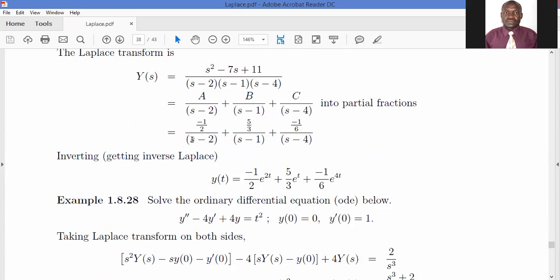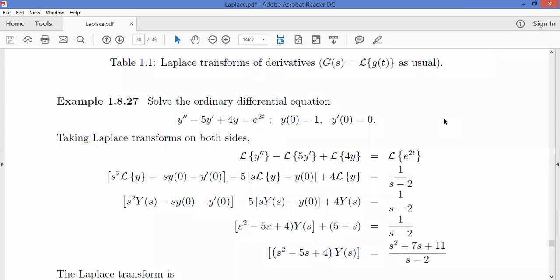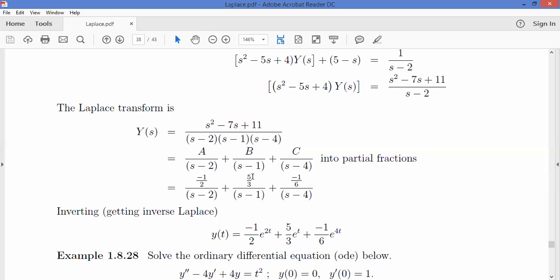You have minus 1 over 2, but we all know that 1 over s minus 2 is the same as e to the 2t. We already even have it here. This e to the 2t, we got it as 1 over s minus 2. Okay? Then you go to the next one. This is 5 over 3. Take the 5 over 3. This will be 5 over 3 e to the t. And then the last one, it is 1 over 6. This is a minus 4. This is minus 1 over 6 e to the 4t.